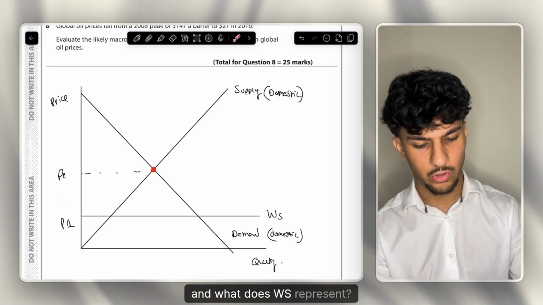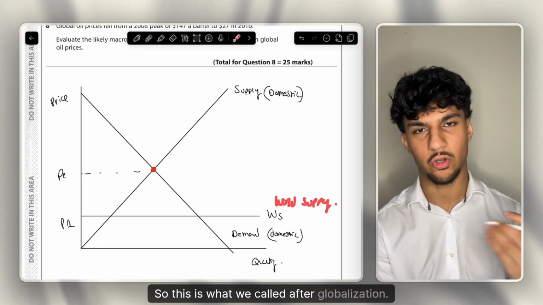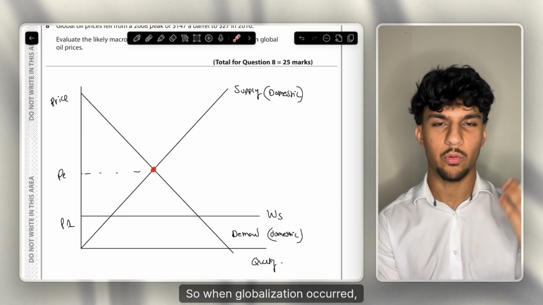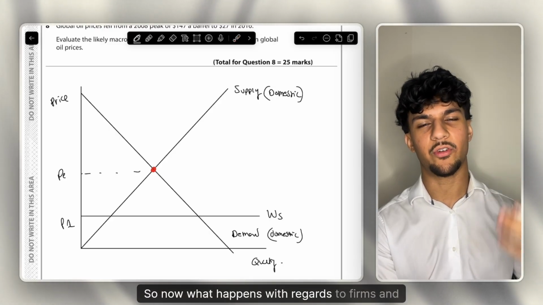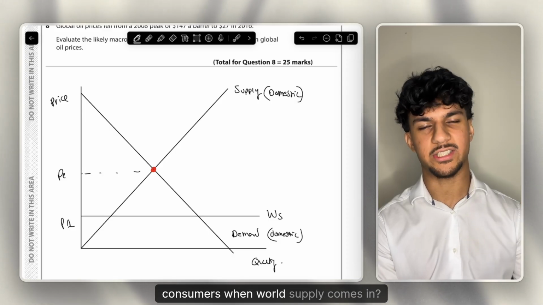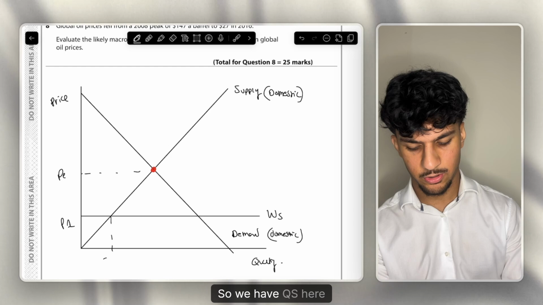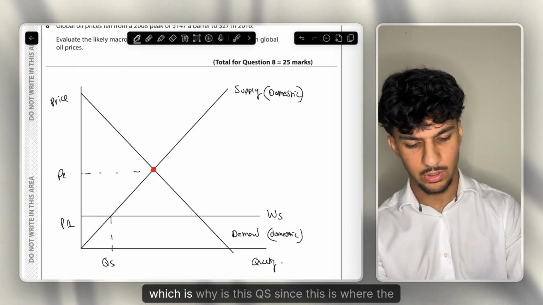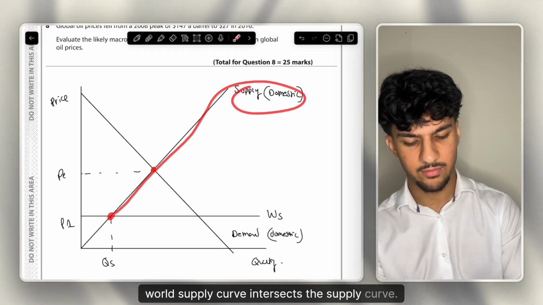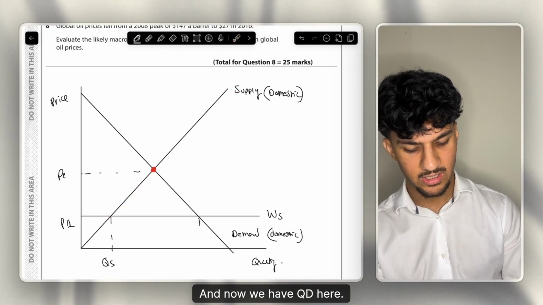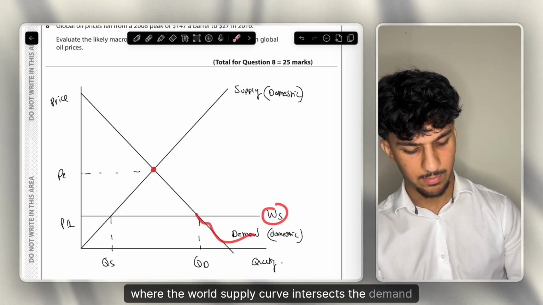And what does WS represent? WS represents world supply. So this is what we call it after globalization. When globalization occurred, basically the world started to trade, so we call it world supply now. So now what happens with regards to firms and consumers when world supply comes in, when globalization kicks in? Let's see what happens. So we have QS here. Why is this QS? Since this is where the world supply curve intersects the supply curve. And now we have QD here, and why is this QD? Since this is where the world supply curve intersects the demand curve.